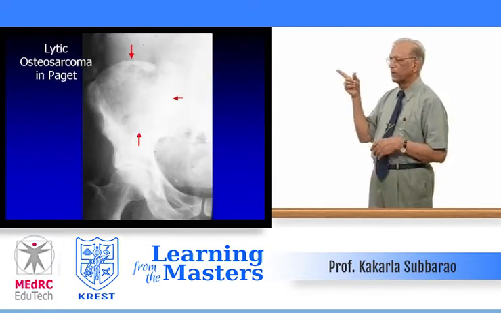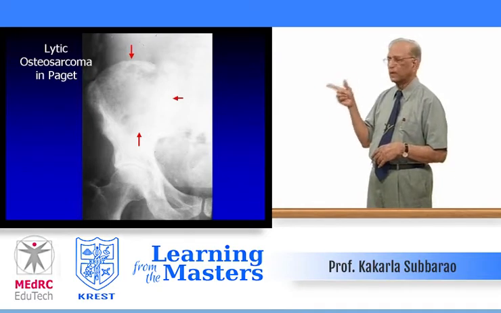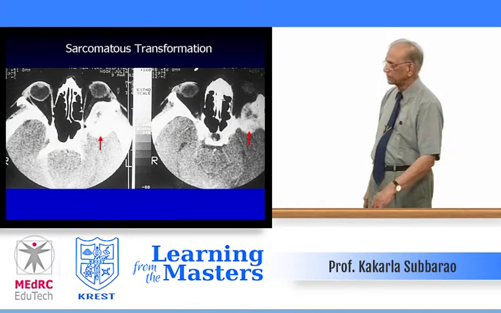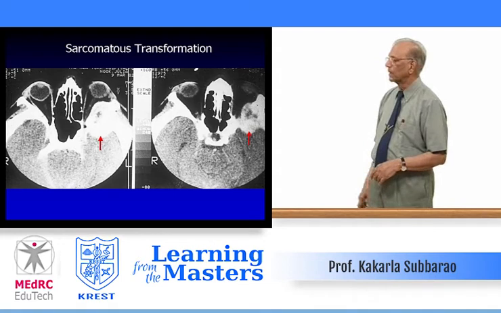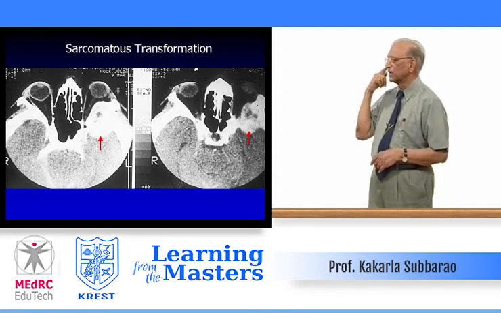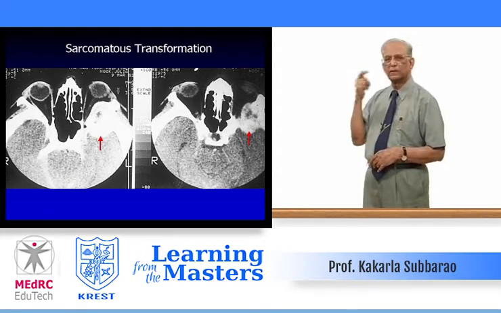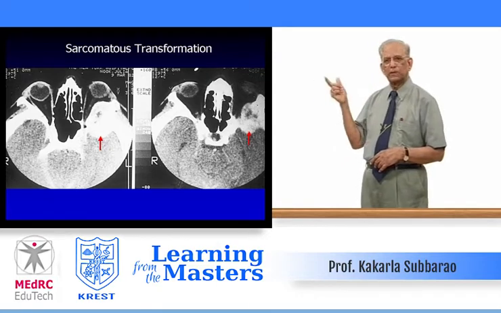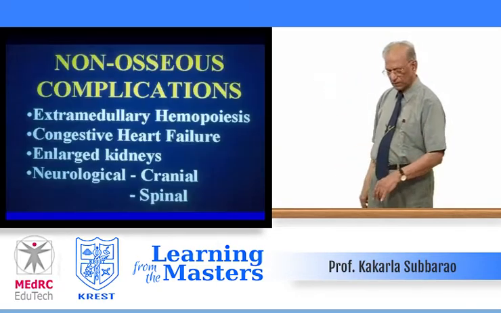Lytic osteosarcoma in Paget disease, an example in the iliac bone. And sarcomatous transformation in the maxilla, in the inferior margin of the orbit, with expansion of the bone and density.